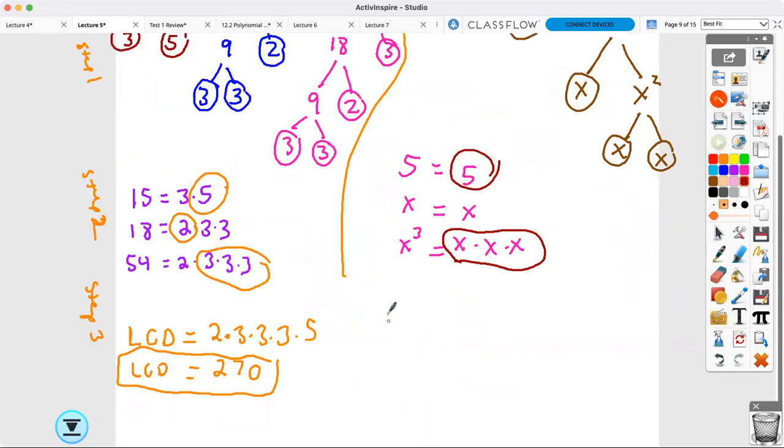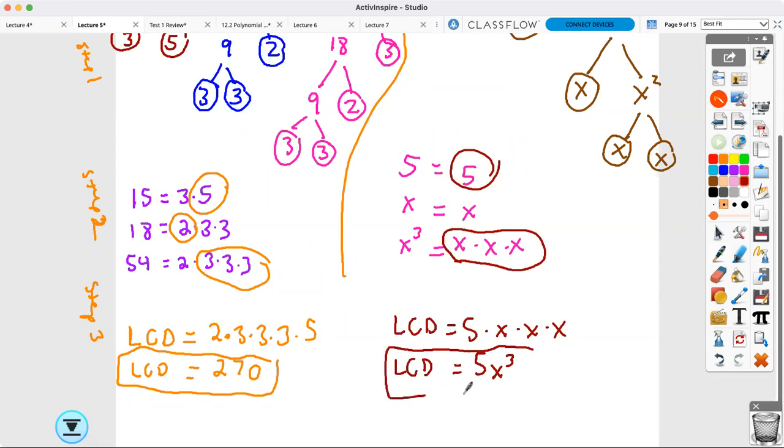So the LCD is gonna be 5 times X times X times X, but do we know what X times X times X is? Yeah. It's 5x cubed. And that is the LCD for B.